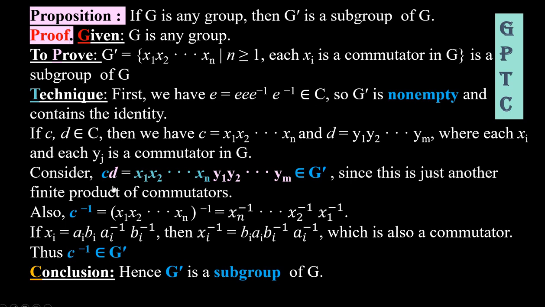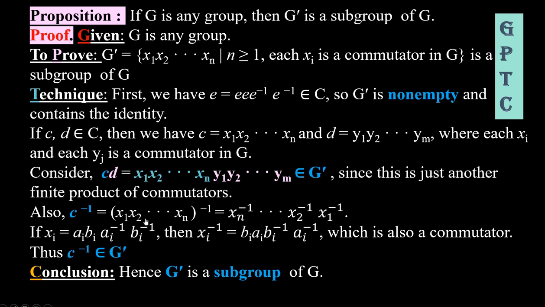So we check closure and existence of inverse. That criterion is used to prove that G prime is a subgroup of G. So CD, when we consider what is C, that's written, and what is D, that's written by its side. Each one is a commutator, so a product of commutators, again a product of commutators, the whole lot is a product of commutators. So it is a finite product of commutators. So by the definition of G prime, it should be there in G prime.